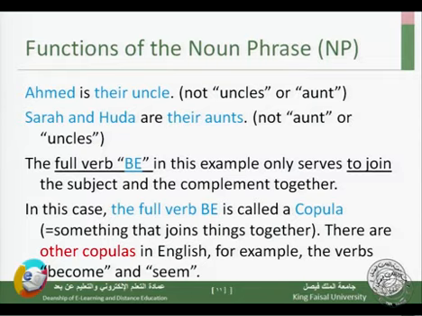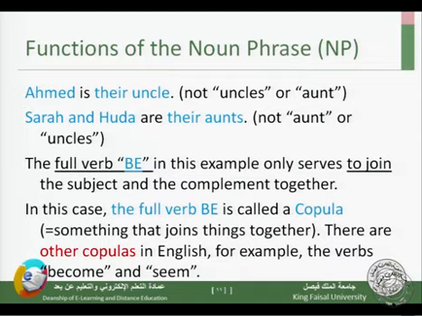So look at this example. Ahmed is their uncle. You notice that the subject is singular and their uncle is singular. Ahmed is male and their uncle is male. Okay, we can't say Ahmed is their uncles. Why? Because Ahmed is singular and uncles is plural, so they both have to be singular. Or we can't say Ahmed is their aunt, because Ahmed is the name of a male and aunt refers to female, so they must both agree in number and gender.